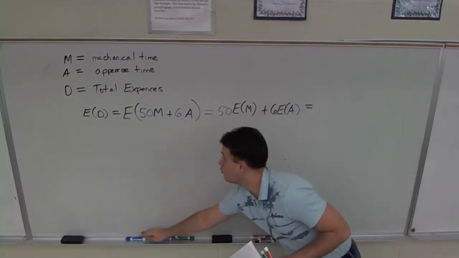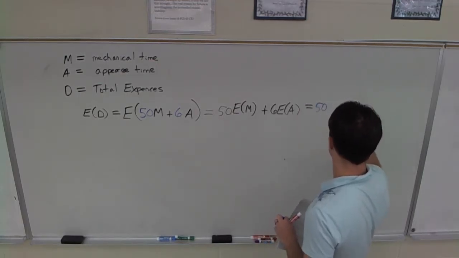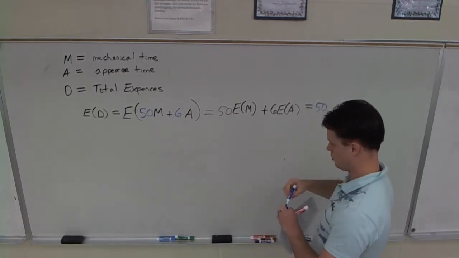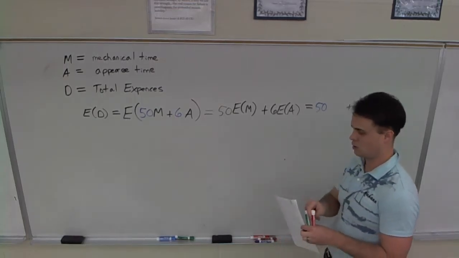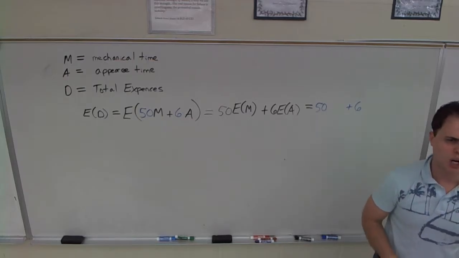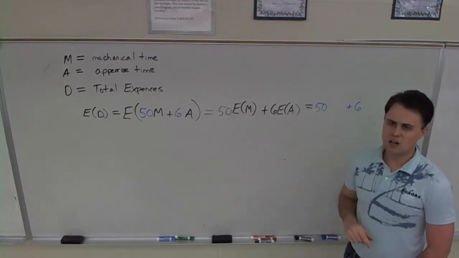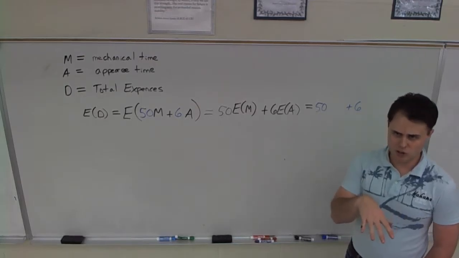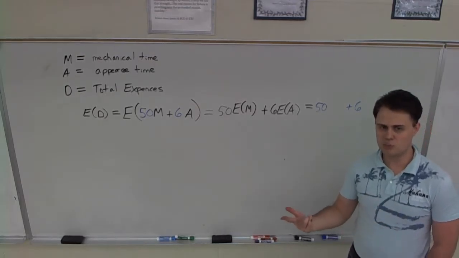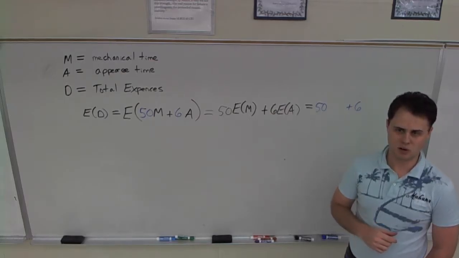So we're going to have 50 and 6. But there's a little tricky part here. That's $50 per hour. The expected mechanical time we had from a second ago, was it in hours or minutes? It was in minutes, so we got to convert that to hours.